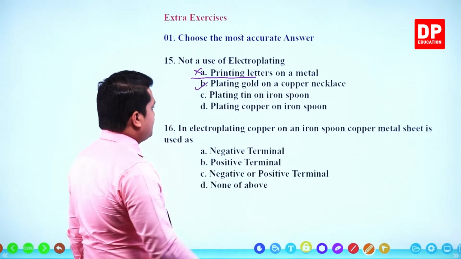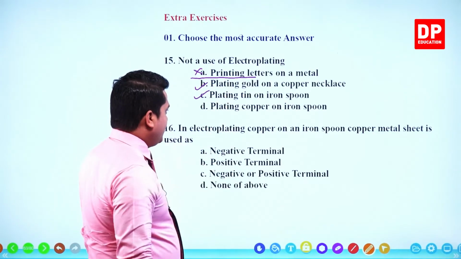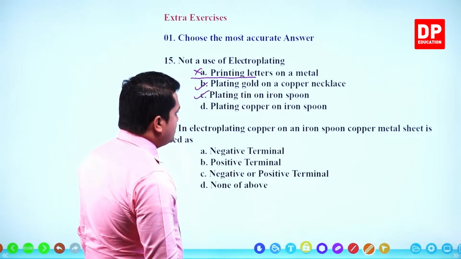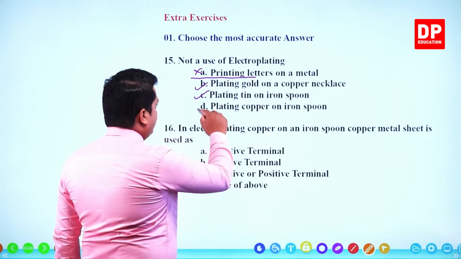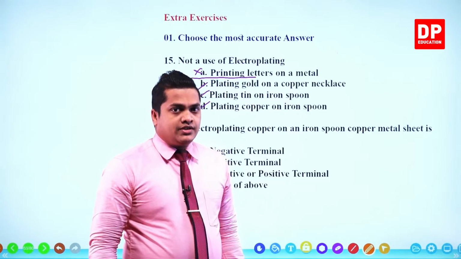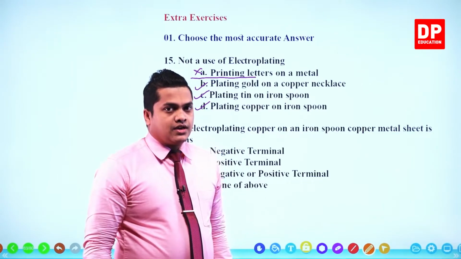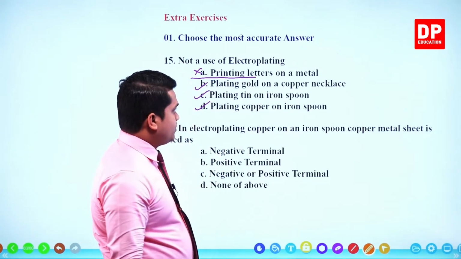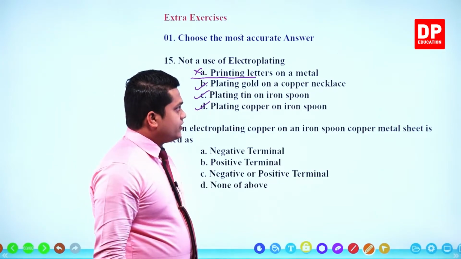Plating tin on iron spoon, once again it is correct, we discussed that thing. Plating copper on iron spoon, that is also correct. Even we conducted an activity to plate copper on an iron spoon, right? So all these things are correct. The incorrect one is the first one, printing letters on a metal.